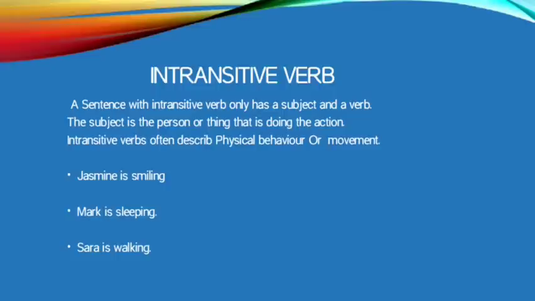Intransitive verb. A sentence with an intransitive verb only has a subject and a verb. The subject is the person or thing that is doing the action. So the very basic difference between transitive and intransitive verb is the availability of an object. Jasmine is smiling. So here the verb smiling is an intransitive verb. That's all, a subject and a verb. Another example, Mark is sleeping. So, Mark is the person doing the action and the action is sleeping. So, sleeping again is an intransitive verb.